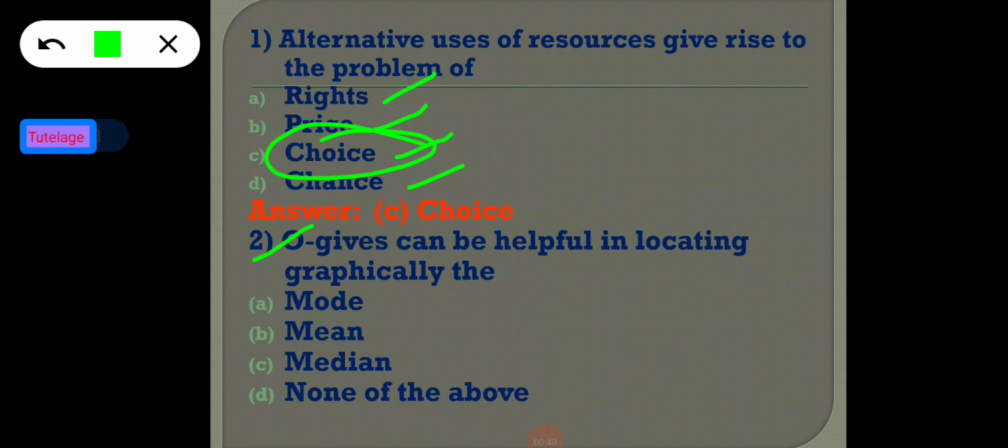Ogives can be helpful in locating graphically mode, median, mean, or none of the above. So the correct answer is median. We have already discussed the ogive portion and basically the measures of central tendency. So if you have any doubt, please go and check my measures of central tendency chapters. I think it will be really helpful to everyone. So now move on to the third question.